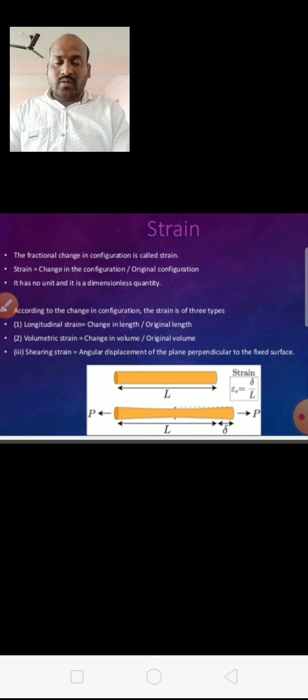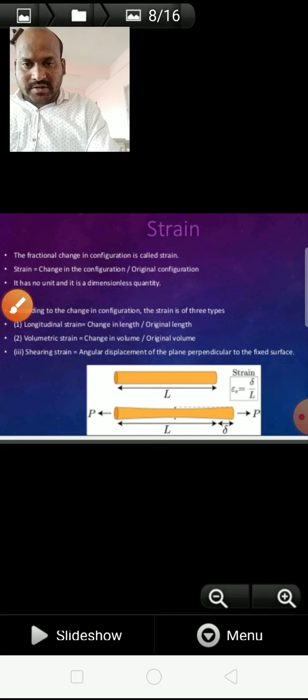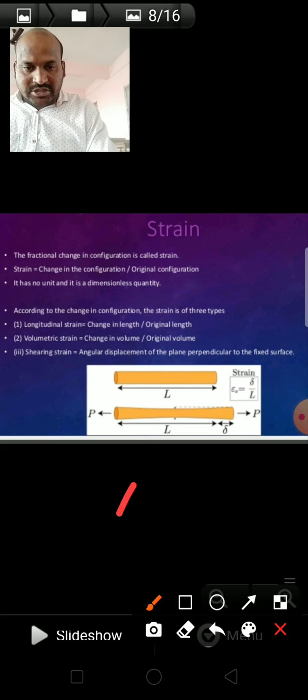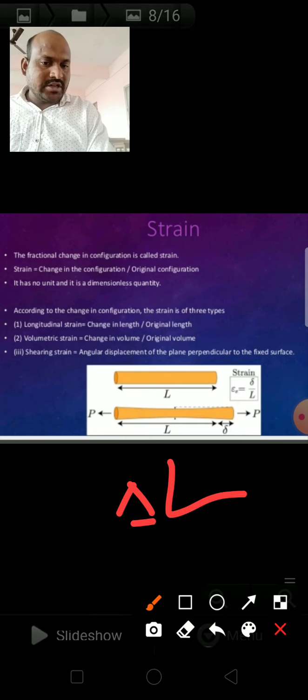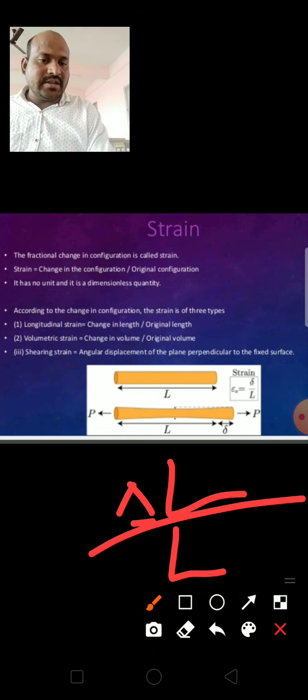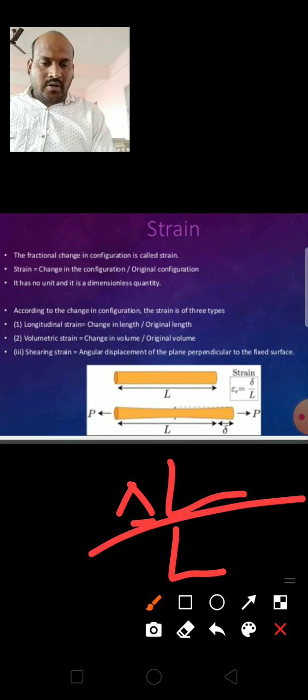So strain, what is strain? Strain is referred to as the effect of the deformation. By definition, it is the ratio of change of size to original size. So we can take change of length, delta L, divided by original length L. So this is the strain. Are you getting my point?